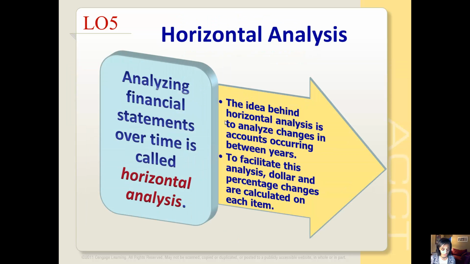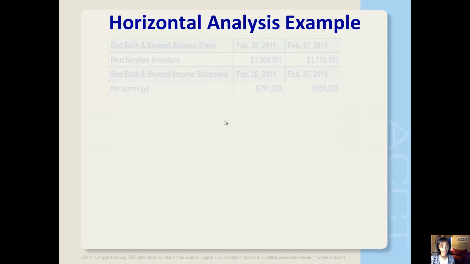Let's go ahead and move on to horizontal analysis. Now that we've looked at the classified balance sheet and the multi-step income statement, we're ready to start analyzing those numbers that are presented on the two statements. Analyzing financial statements over time is called horizontal analysis. The idea behind horizontal analysis is to analyze changes in accounts occurring between the years that we're studying. To facilitate this analysis, all the dollar and percentage changes are calculated on each item within the financial statements.